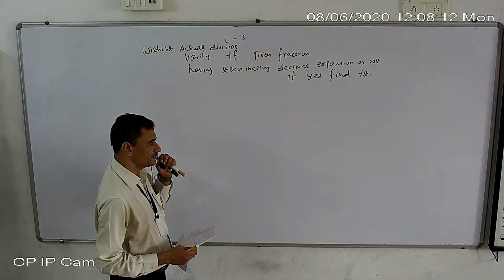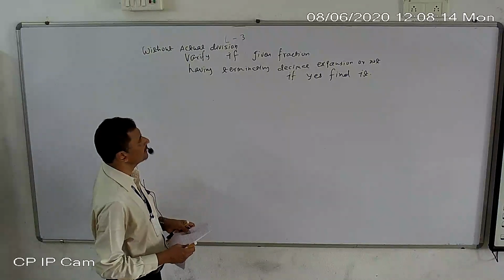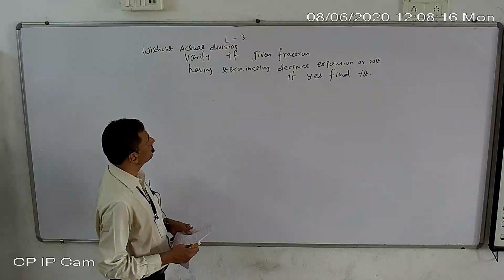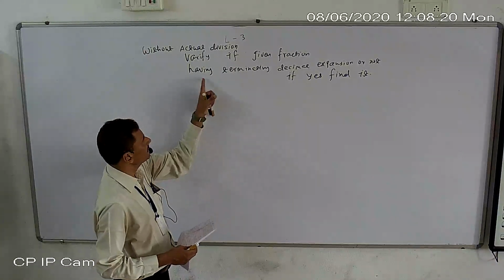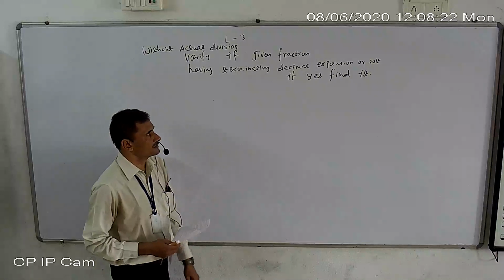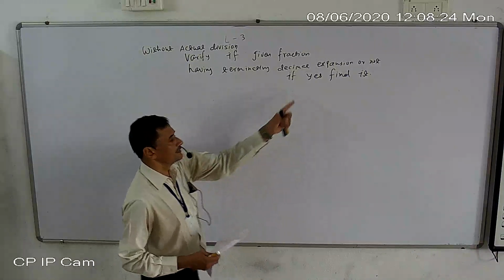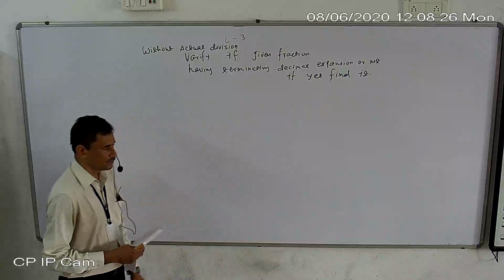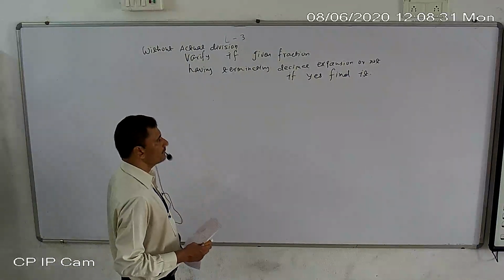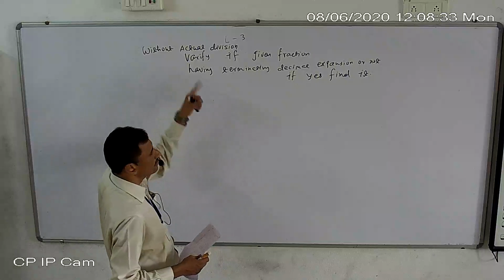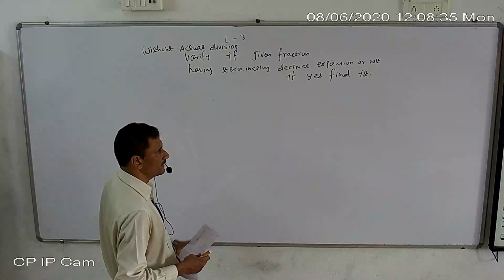In this lecture we are going to study a topic in which the question will be like this: without actual division, verify whether a given fraction or rational number has a terminating decimal expansion or not. If yes, find it. Again, look carefully at the statement word by word: without actual division.